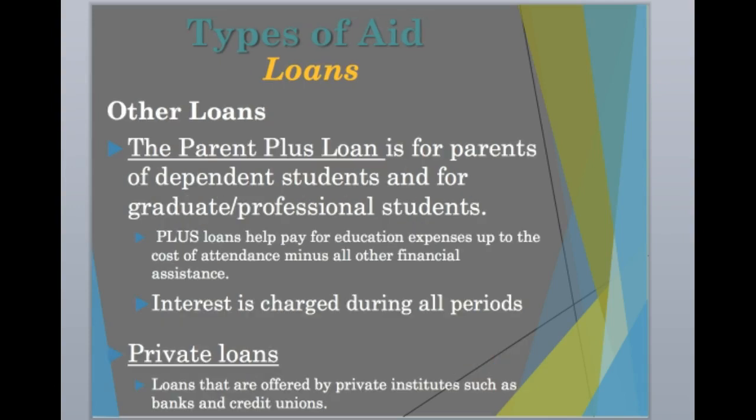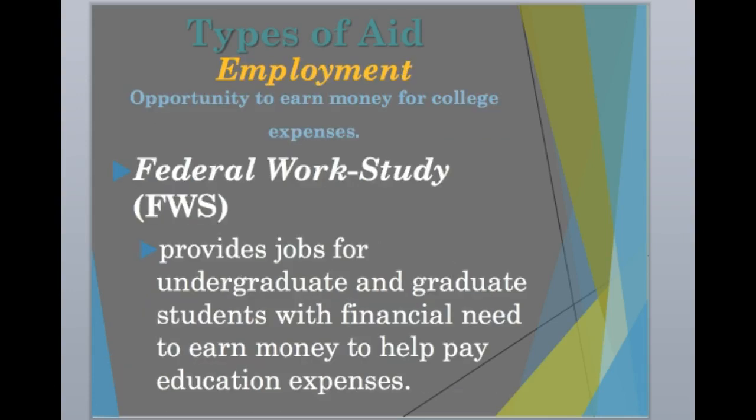Other loans, we have the Parent Plus loan. This is for parents of dependent students and for graduate or professional students. This loan helps pay the education expenses up to the cost of attendance minus other financial assistance. Interest is charged during all periods for this loan. There are also private loans that are offered by private institutions such as banks and credit unions, where you can take loans out that way. And obviously, interest is accrued during the time of the loan.